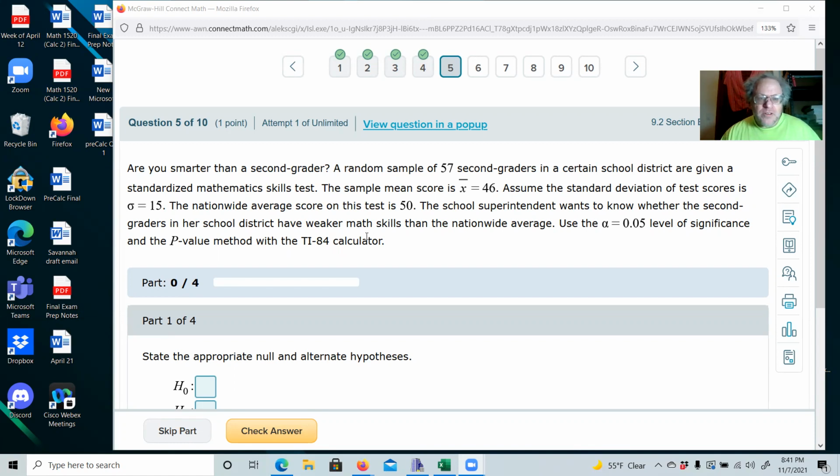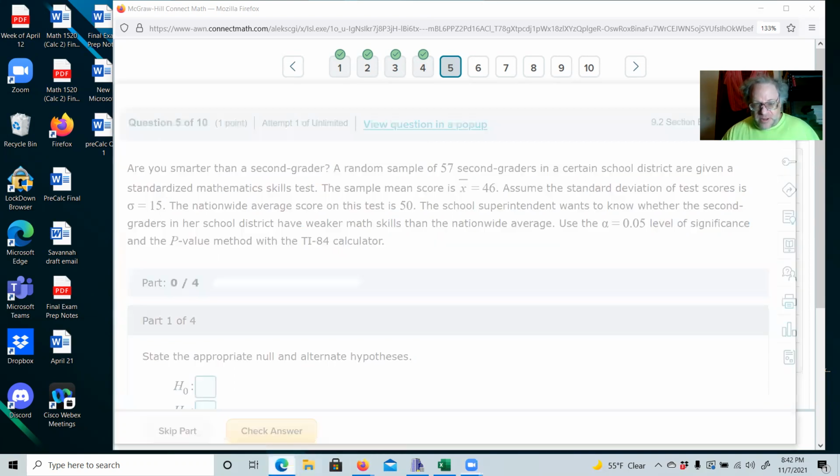So, are you smarter than a second grader? You have a random sample of 57 second graders in a certain school district given a standardized mathematics skill test. Mean score is X bar equals 46. Assume the standard deviation of the test, sigma, is equal to 15. Nationwide average on this test is 50. The school superintendent wants to know if the second graders in her public school district have weaker math skills than the national average. Use alpha equals 0.05. And we'll just use the calculator for that.